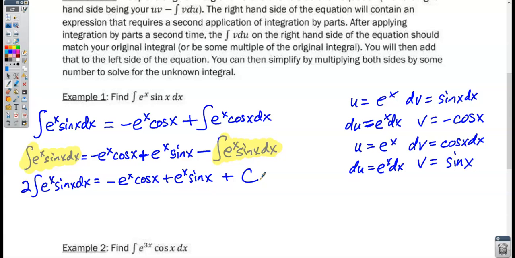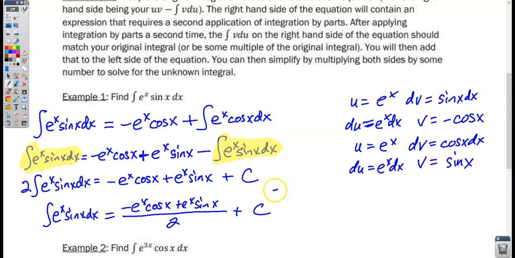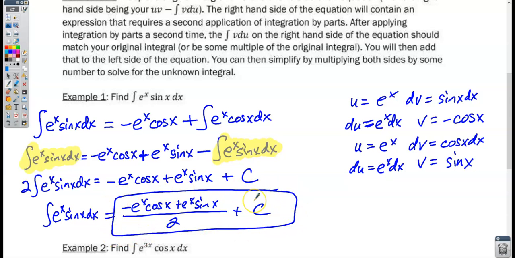And then there's one last thing for me to do, and that's some basic algebra. Since 2 times this integral is equal to this, that means I can get the value of this integral, which is what we were trying to find to begin with, by dividing both sides by 2, or multiplying by 1/2. And so this whole thing divided by 2. And there's the value of the integral that we were trying to find. All right?